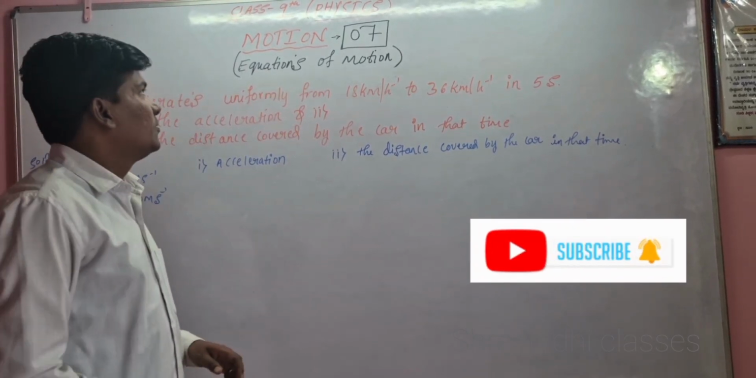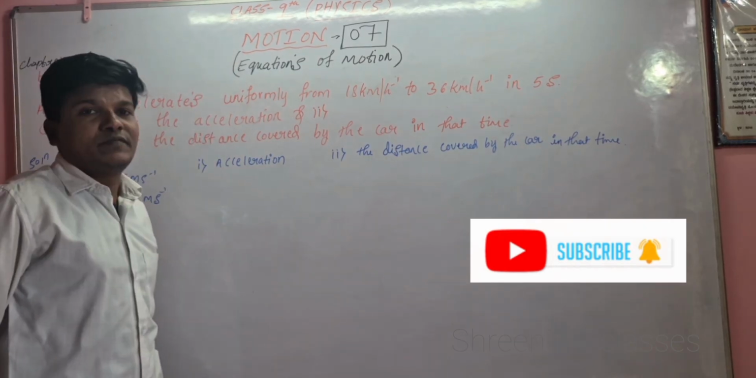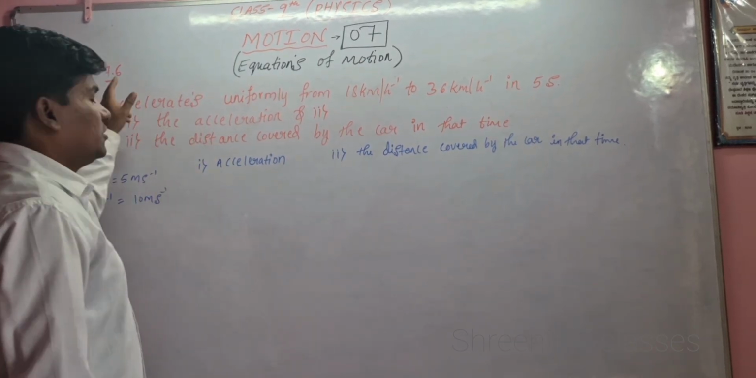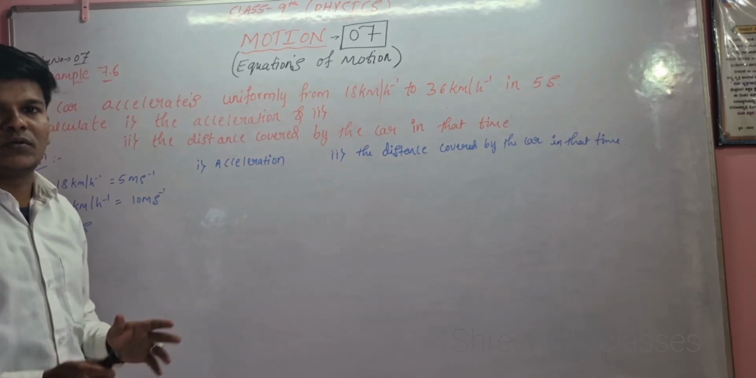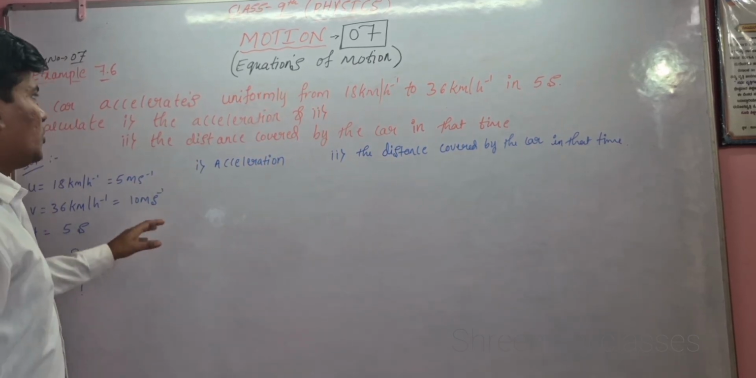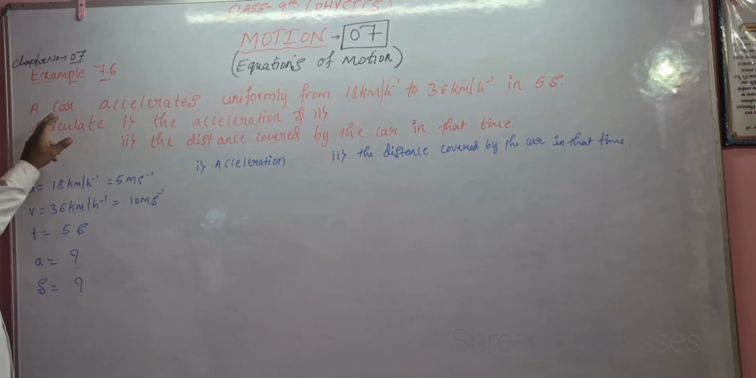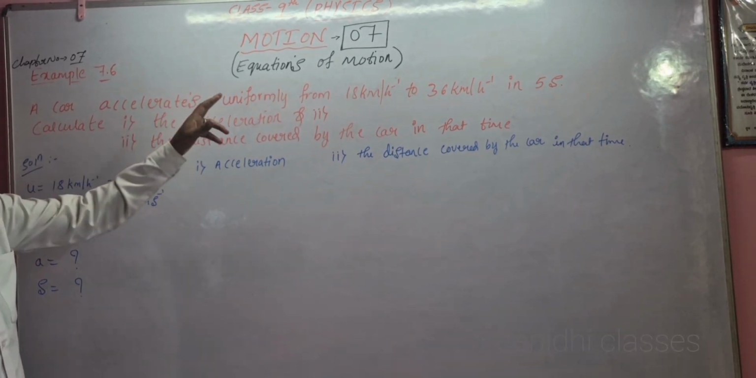Hello everyone. Today we will discuss the 9th class physics chapter and the remaining two problems, 7.6, and also in this class we have to solve 7.7. So what is the problem? The problem is very simple. This problem is based on the equation of motion.